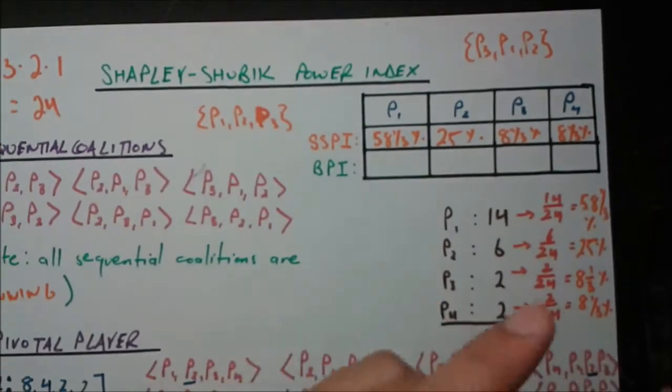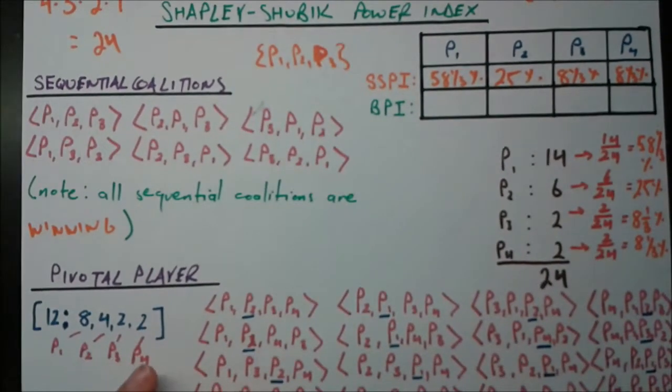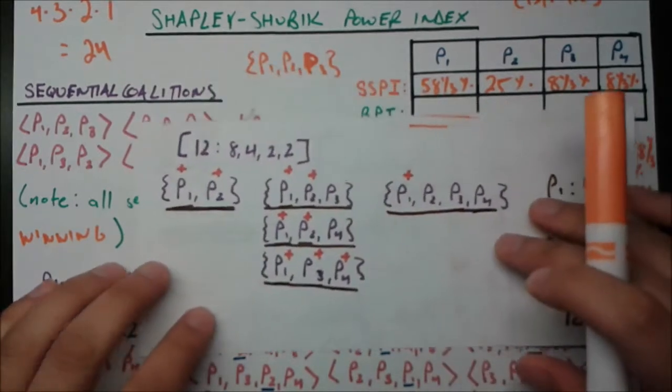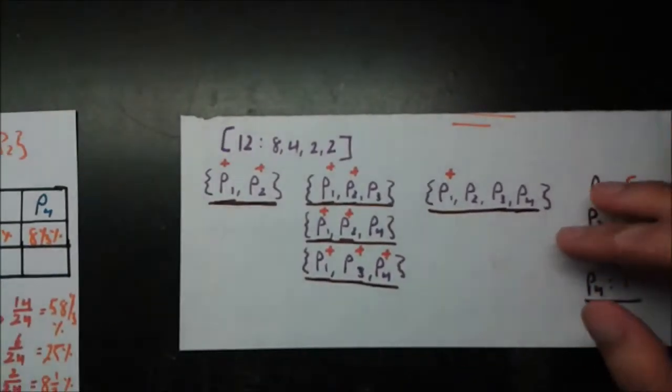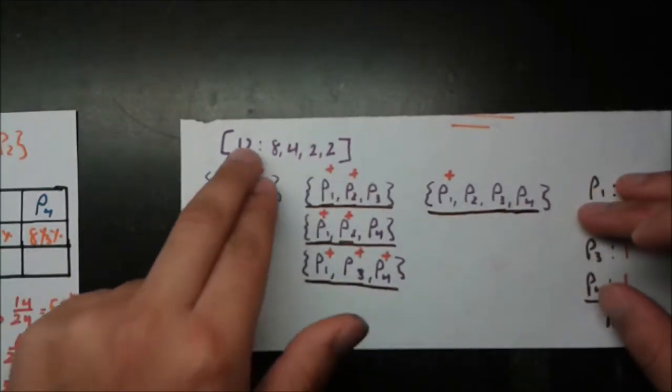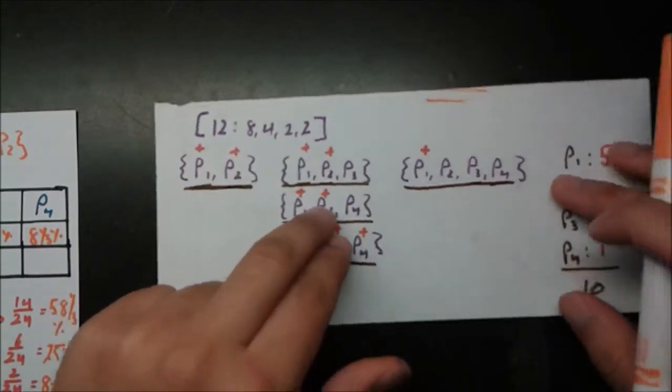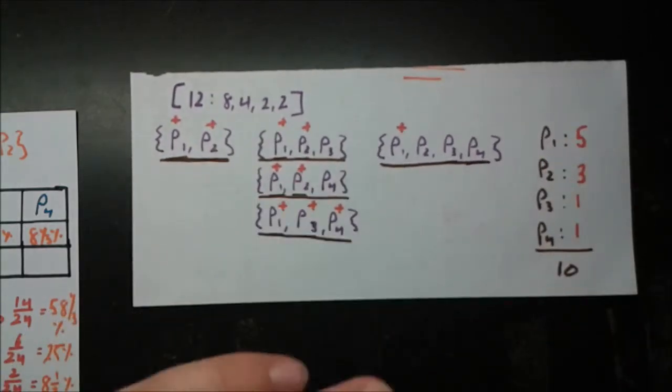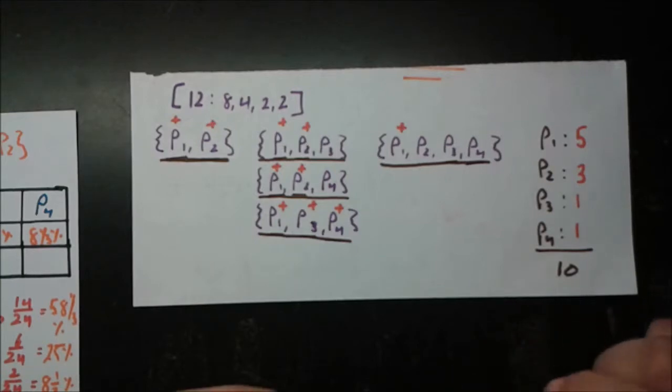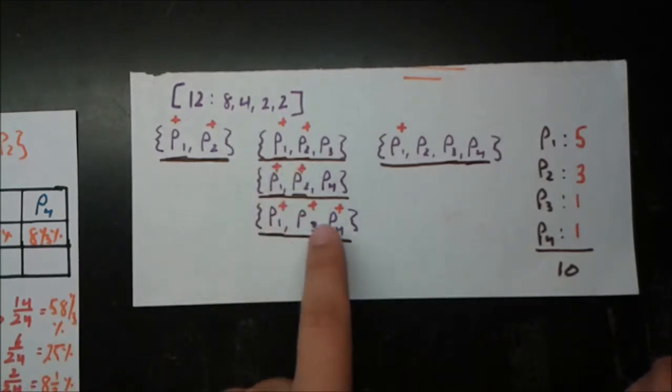Now the last thing I want to talk about is how this relates to the Banzhaf method. So I've put on this little slip right here the same weighted voting system. It's 12, 8, 4, 2, 2. That's the same thing I had on the other paper. Now I'm going to apply the Banzhaf method. The first thing we know is this is a little bit easier to use because instead of writing out 24 different things, I've only had to write down about 5.